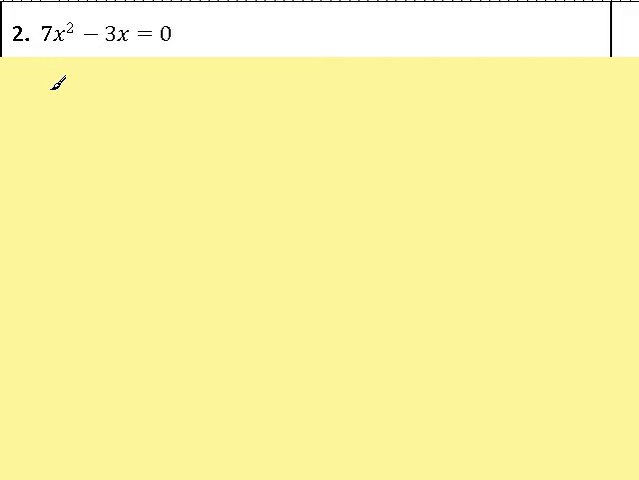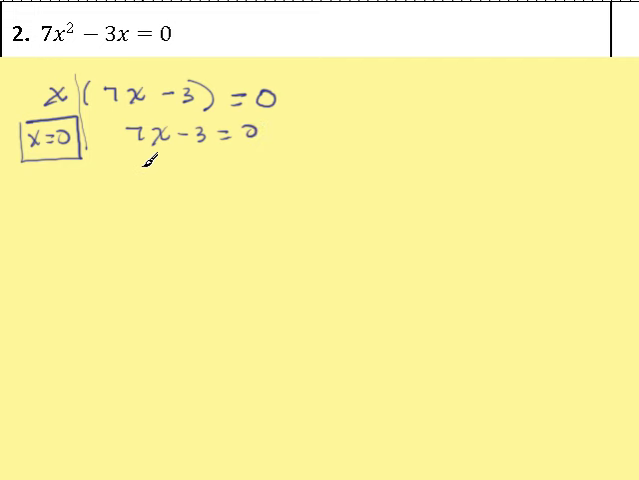So let's do that. So here we have x outside parentheses and 7x minus 3 equal to 0. And now we'll just set each factor equal to 0. So that is set x equal to 0. And by the way, that's one solution. And 7x minus 3 equal to 0. That 7x is equal to 3. And x is equal to 3 over 7, and that's another solution.